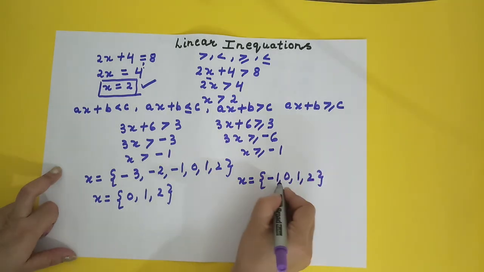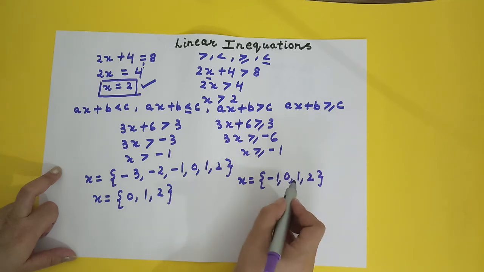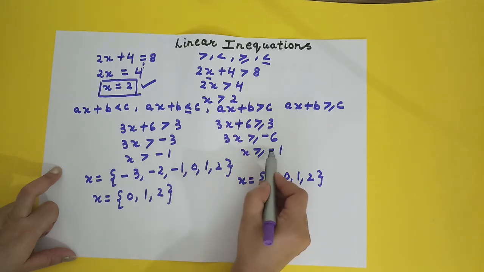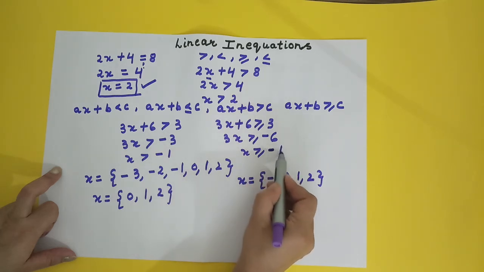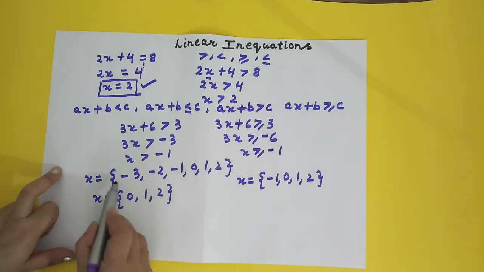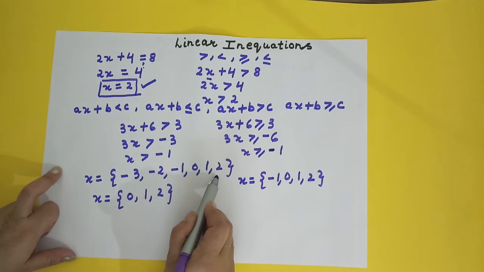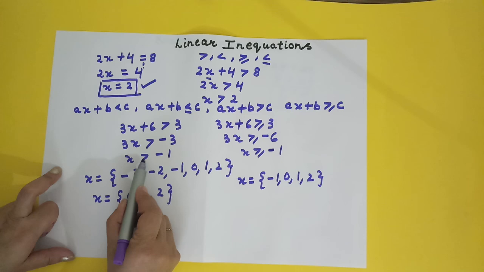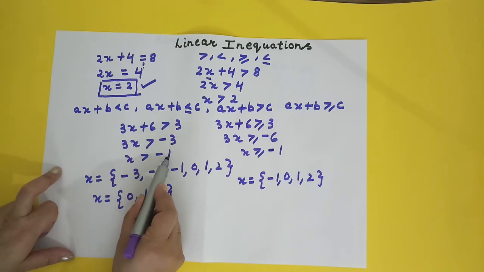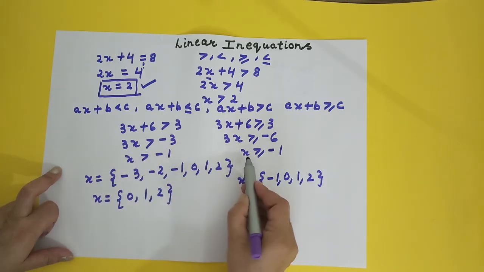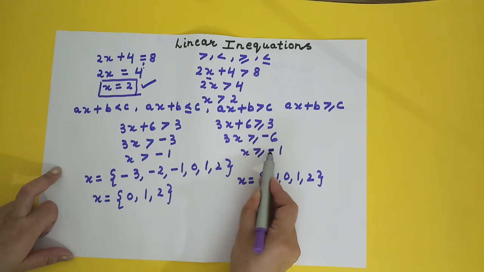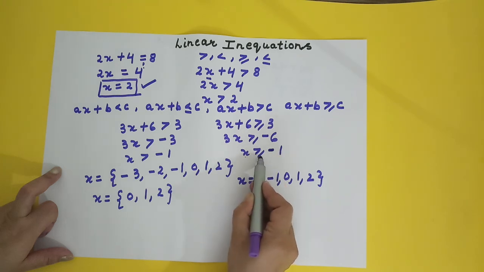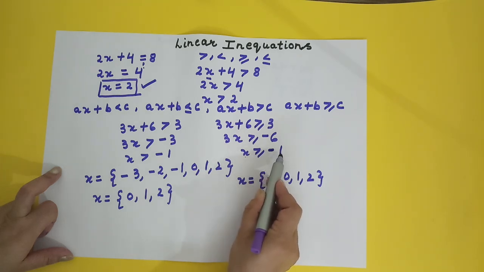Fine. So these are some of the examples wherein you have to understand when to include the given number, say for example -1 here, when the solution set is given to you. If x was greater than -1 only, then at that time you don't have to include -1. But if x is greater or equal to -1, it means that you have to include -1 also.